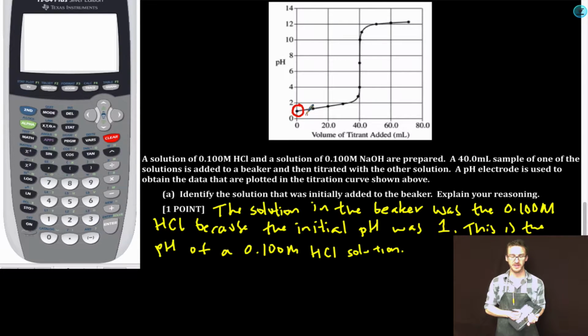Check out our titration curve. Initially, we start down here in the acidic range. Makes sense that HCl was in the beaker to start.